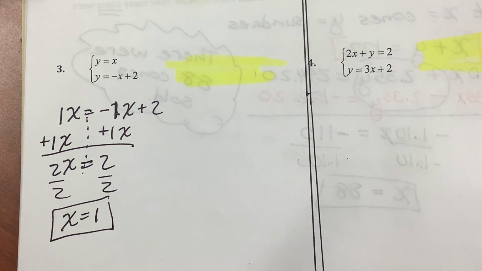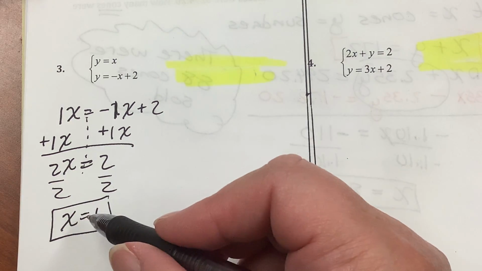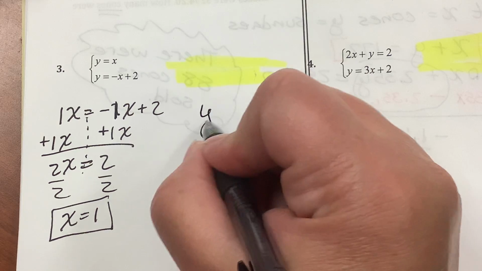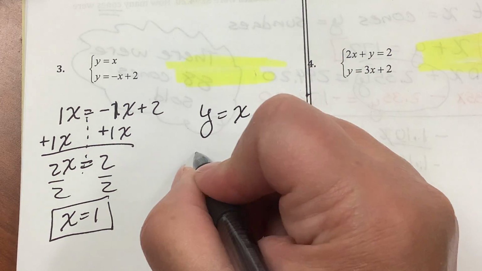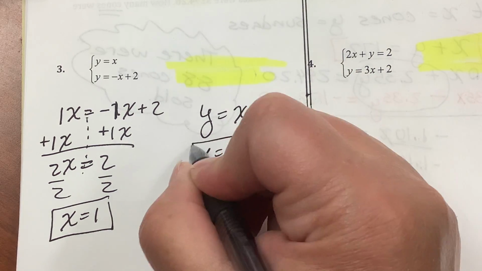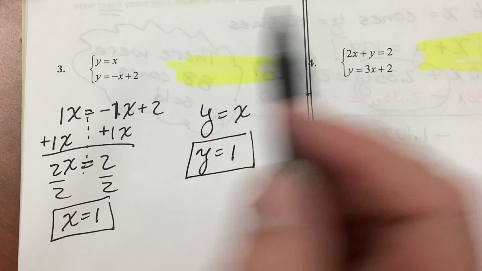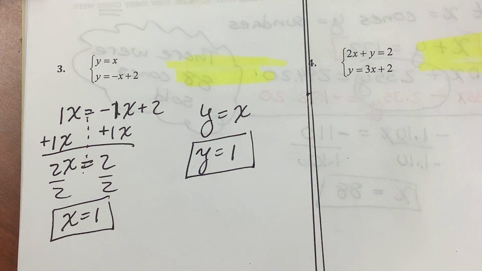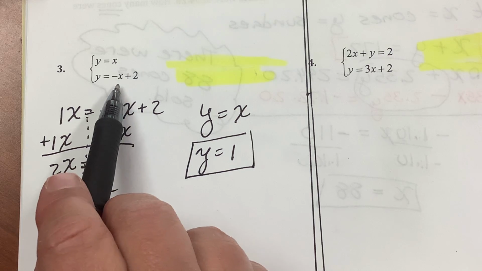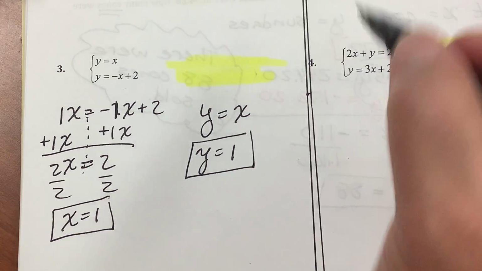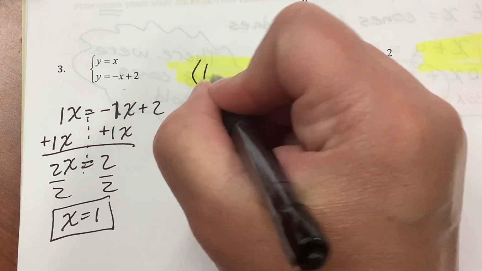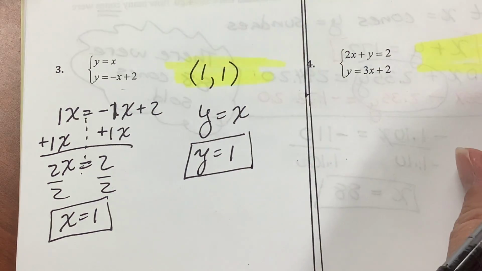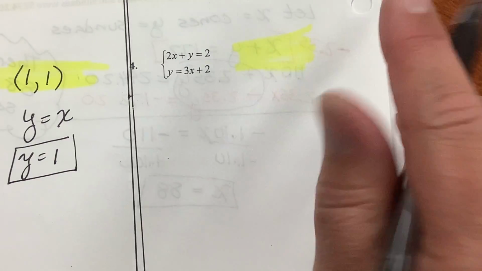And I'm done. Now I'm going to substitute that up in the first one. Y equals x. Wait a second, y equals 1. Because y equals x just means that the x and y are the same number. I could check it here. I could say, oh, negative 1 plus 2 is 1. That works. So I have 1, comma, 1. Nice.